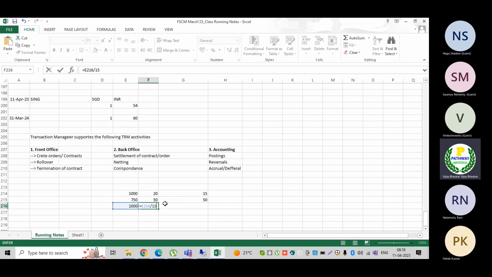By 15, how much quantity will you get? 66 quantity you will get. Then here, let us assume 66. The total quantity is 116.